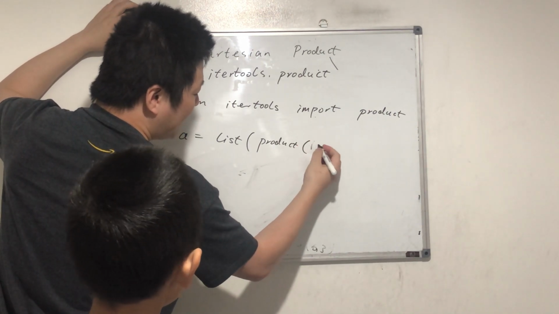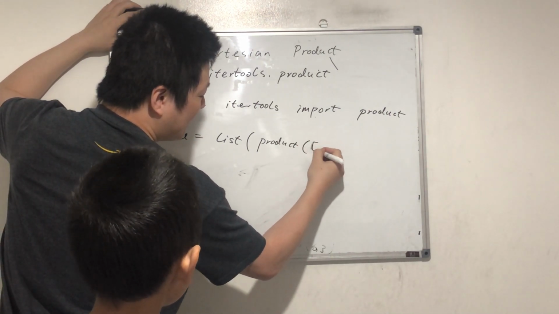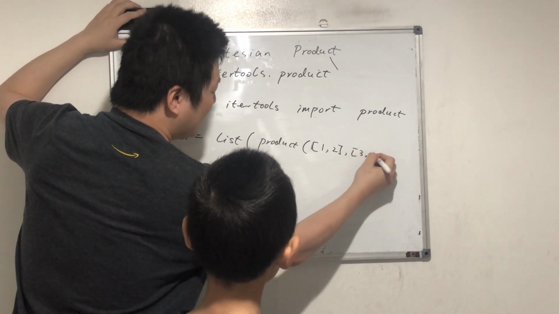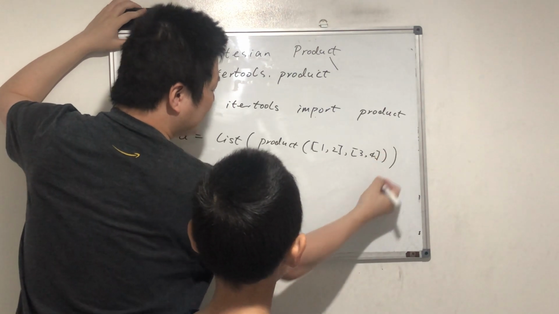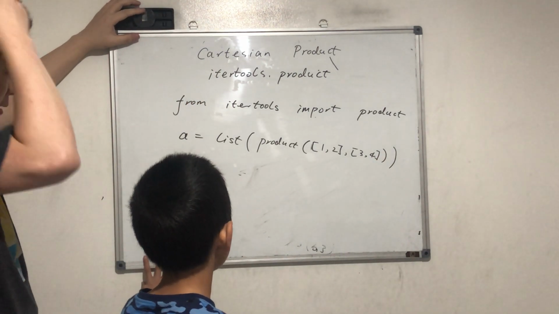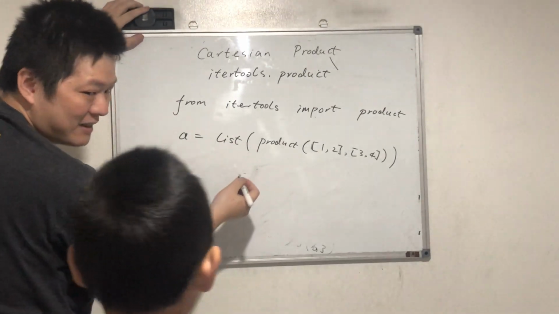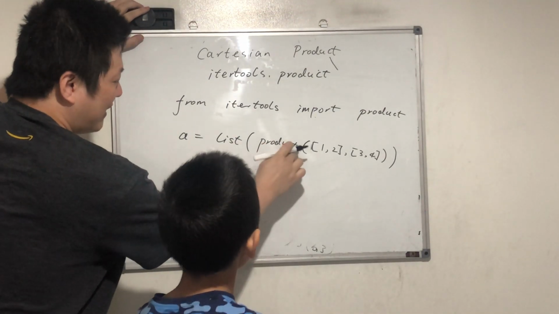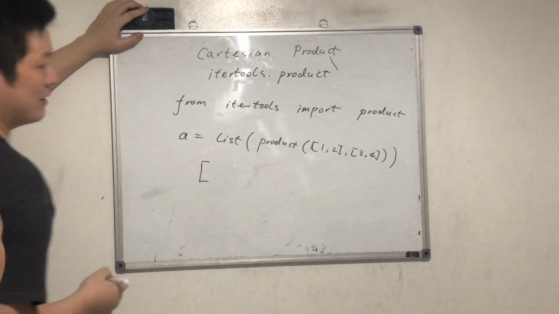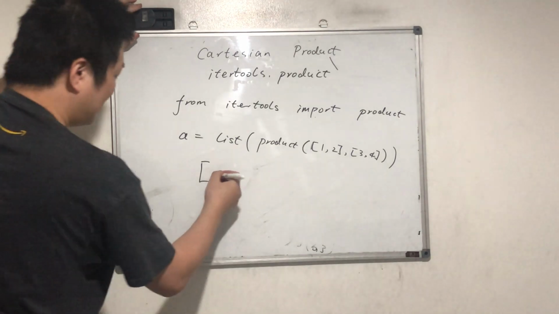Then you can do this product, and you tell me what's the outcome. Product, let's say, 1, 2, and then another one, 3, 4, like that. So what does A become? A is a list of the Cartesian product of 1, 2 and 3, 4. So A is what? Can you tell me?